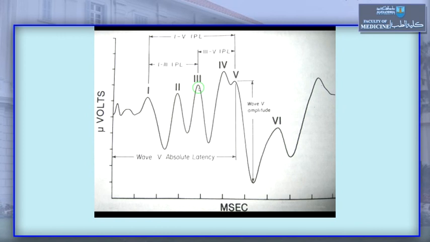Wave 3 is generated by the cochlear nucleus inside the brainstem. Wave 4 is generated by the superior olivary complex in the pontomedullary junction. Wave 5 is generated by the inferior colliculus in the midbrain. So we know where each wave is generated from. The presence or the recording of these waves means that all the system before the brainstem is okay. So it means that the external, middle, inner ear and auditory nerve are okay.